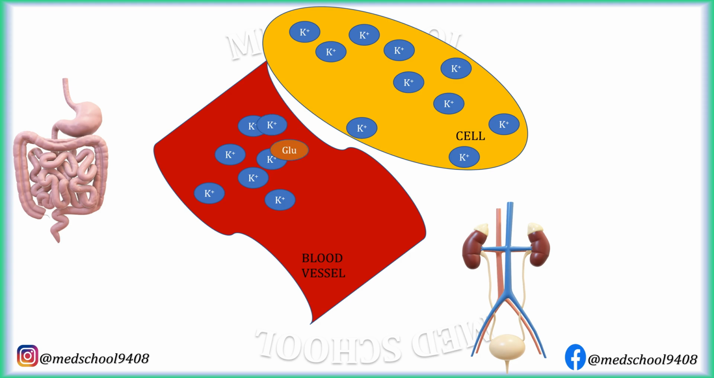When glucose enters into cell with the help of insulin, it takes potassium into the cell. When hydrogen ion concentration increases in acidosis, intracellular potassium ion is exchanged with hydrogen ion to maintain pH in normal range. Reverse will occur in alkalosis, where hydrogen ion concentration goes down.